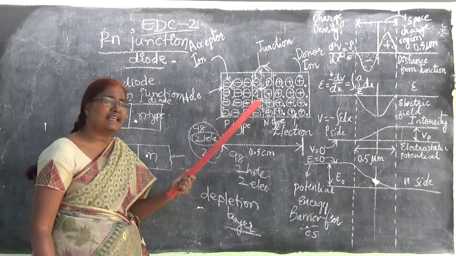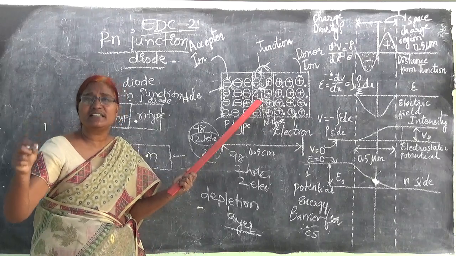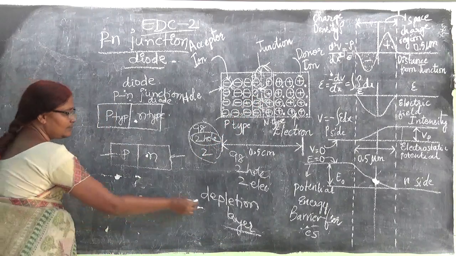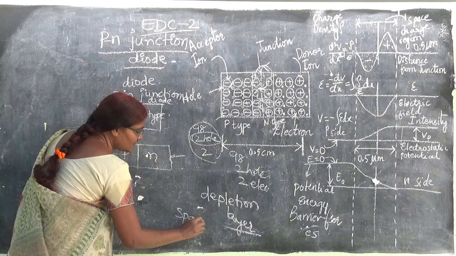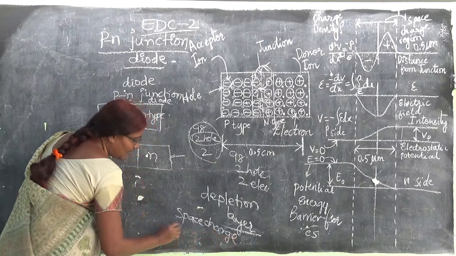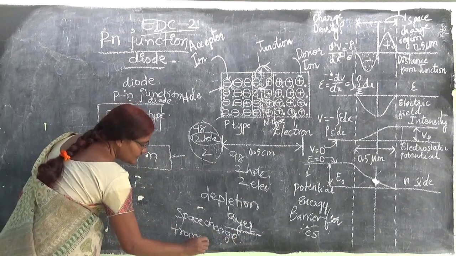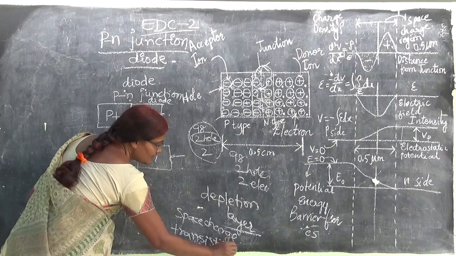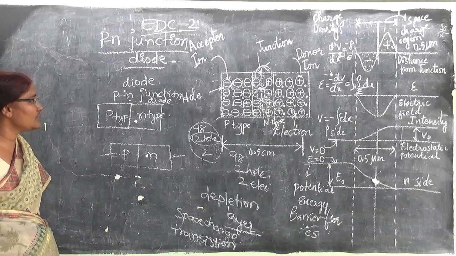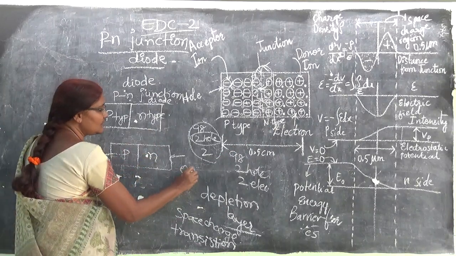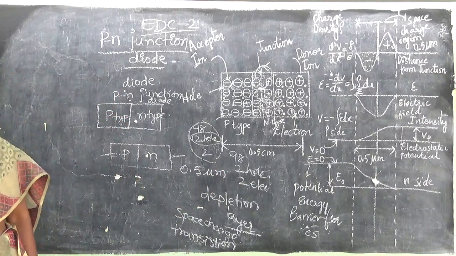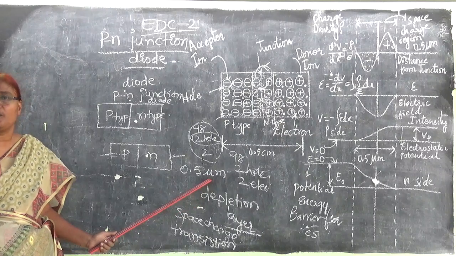This depletion layer is also called the space charge region, depletion region or transition region. All these are the names of the depletion region, and the width of the depletion region is 0.5 micrometer or 0.5 microns. What is micro? 10 to the power of minus 6.